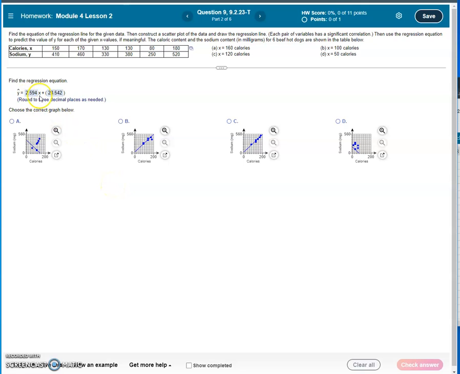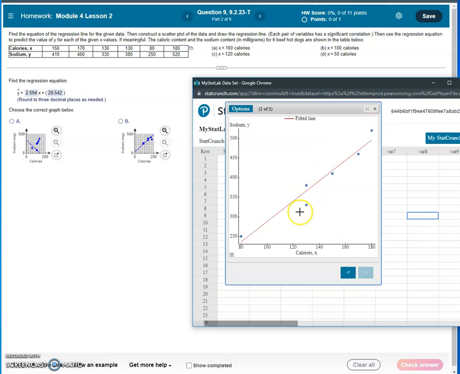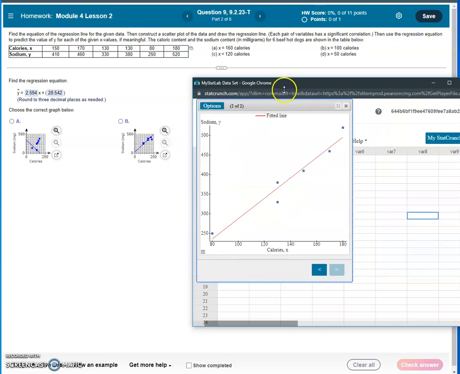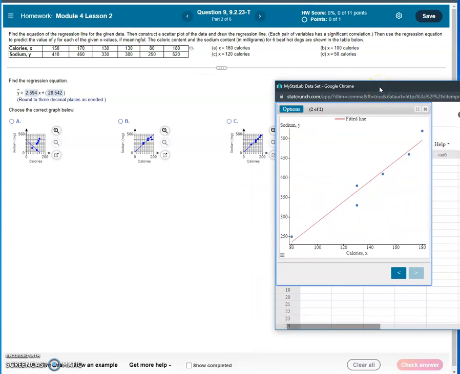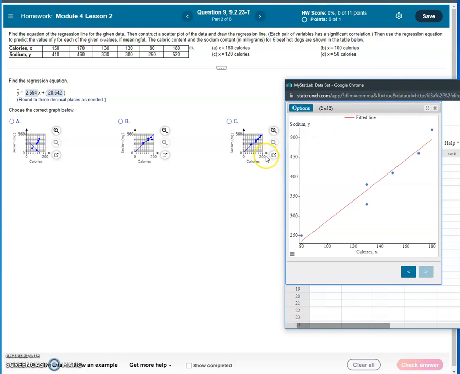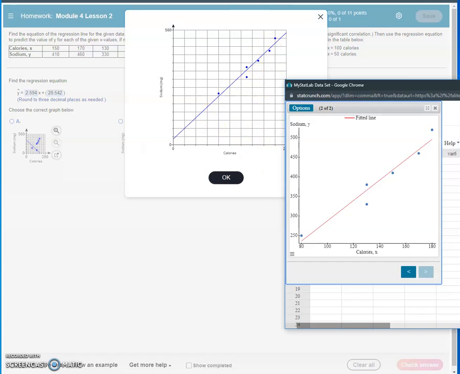So first of all, we know the slope is positive, so it's going to be this one, but not those two. So it's going to be one of these two. And fortunately, in StatCrunch, if you hit this arrow here, it draws the graph. All right, it's a little hard to tell. It looks like this one actually. Yeah, so that's it there.